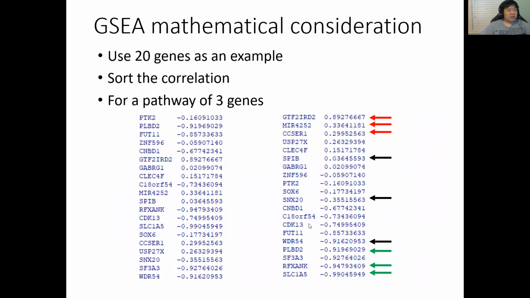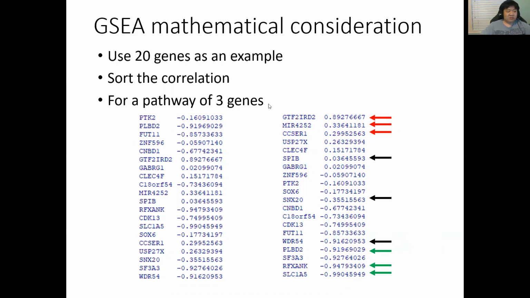Then we use 20 genes as an example. For example, there are only 20 genes observed in this experiment, we just observed 20 genes in our gene expression data. For a pathway, here are the 20 genes with the correlation computed. And then we sort the correlations in descending order. So we have these genes with the highest correlation, and SLC1A5 with the lowest correlation.